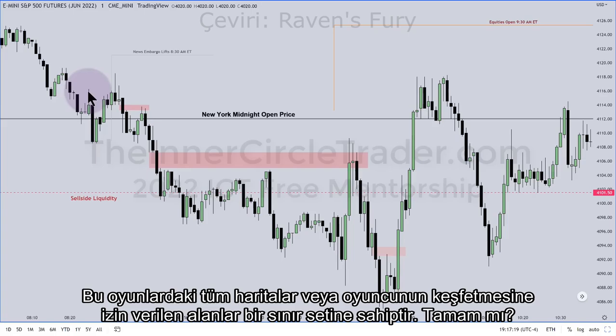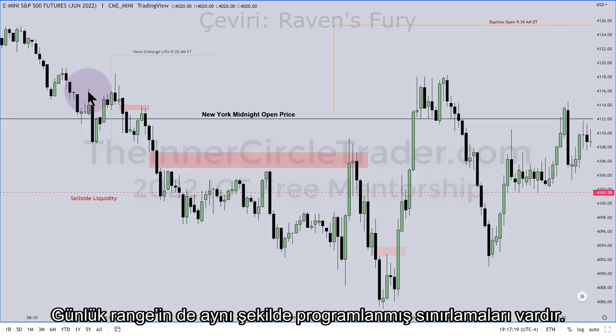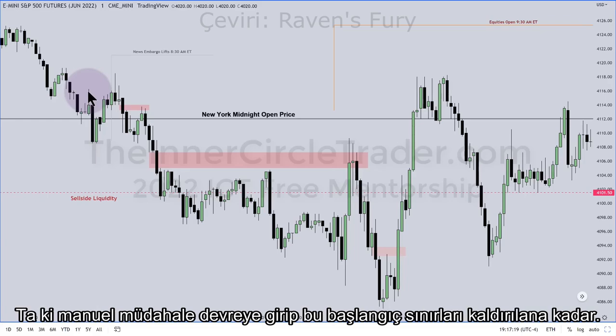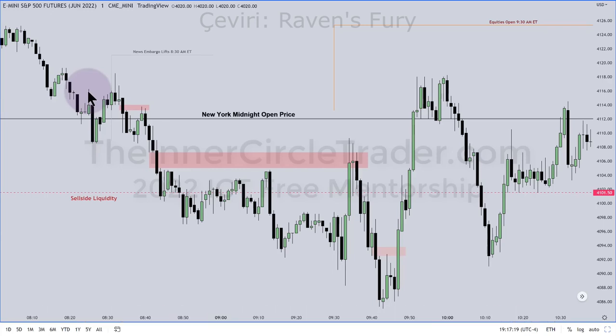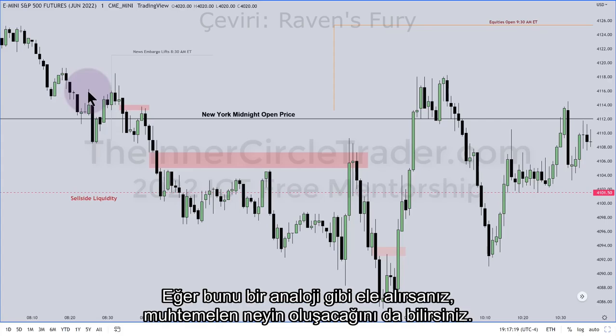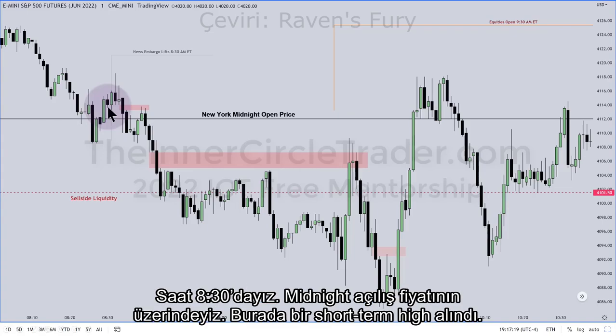Okay, the daily range has those limitations programmed into it as well, until manual intervention is brought in and those initial boundaries are removed. Okay, so think of price like that. If you know that we're likely to see that, in terms of an analogy, we're at 8:30, we're above the opening price at midnight. We ran a short-term high here.